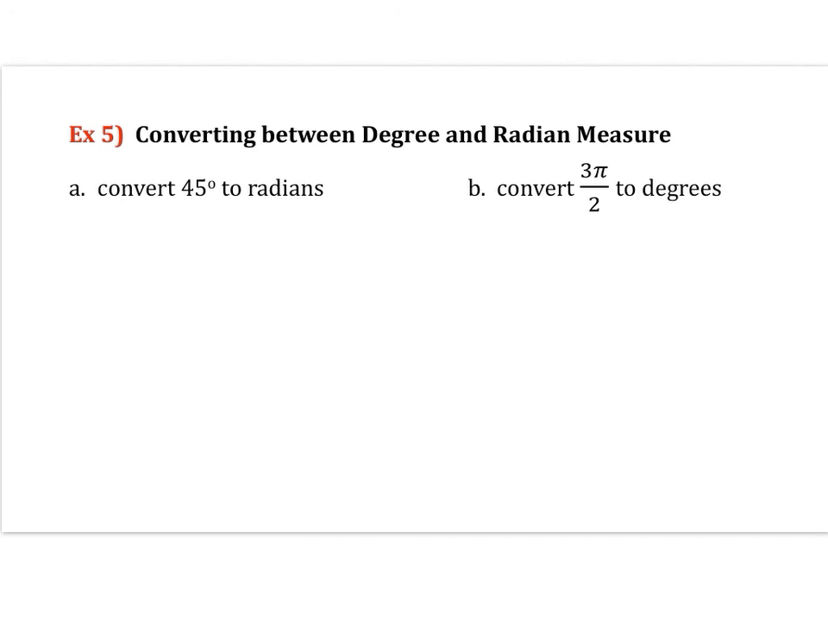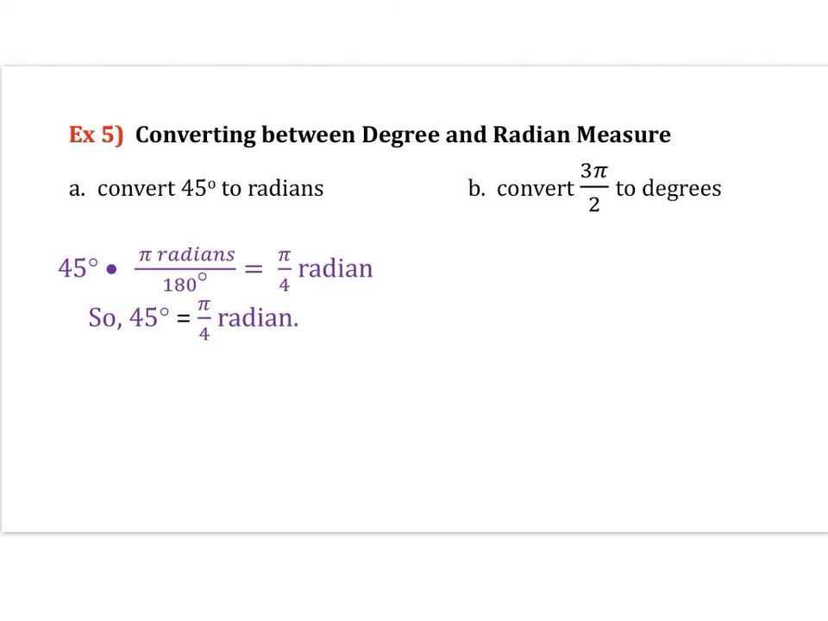So first we're converting 45 degrees, so degrees to radians. Take your 45, what you're trying to convert, and multiply by pi radians divided by 180 degrees. And that simplifies to pi divided by 4. And you must include that word radian. It's kind of like you have to include the word degrees. So 45 degrees equals pi divided by 4 radian.